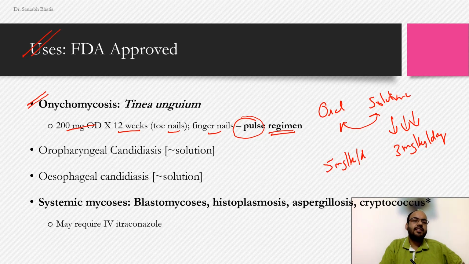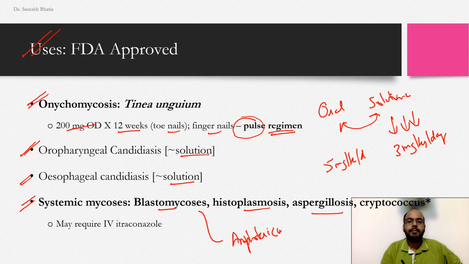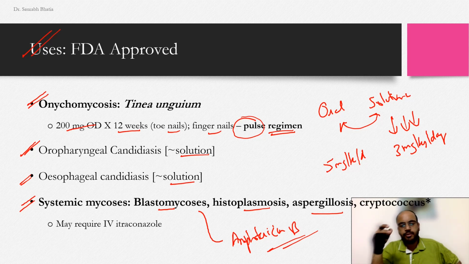Other indications in which it is FDA approved are oropharyngeal candidiasis, where the solution is preferred, esophageal candidiasis, where the solution is again preferred, and systemic mycoses like blastomycosis, histoplasmosis, and aspergillosis. For these deeper systemic fungal infections, we can use itraconazole, especially if they are resistant or not showing an adequate response to amphotericin B. If there is no good response with amphotericin B, the second line drug is itraconazole.